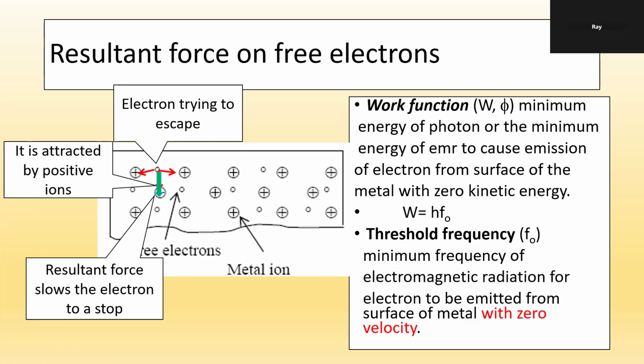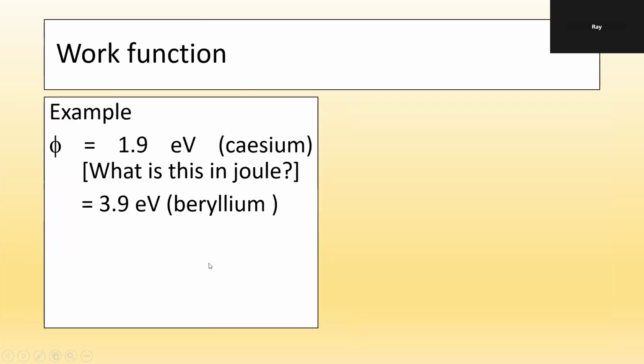Okay, try to calculate for me 1.9 electron volt in joule. See whether you can get the answer or not. Different metals have different work functions. Cesium has 1.9 electron volt, beryllium 3.9 electron volt. So 1.9 electron volt, what is it? Convert to joule. Can you get the answer?